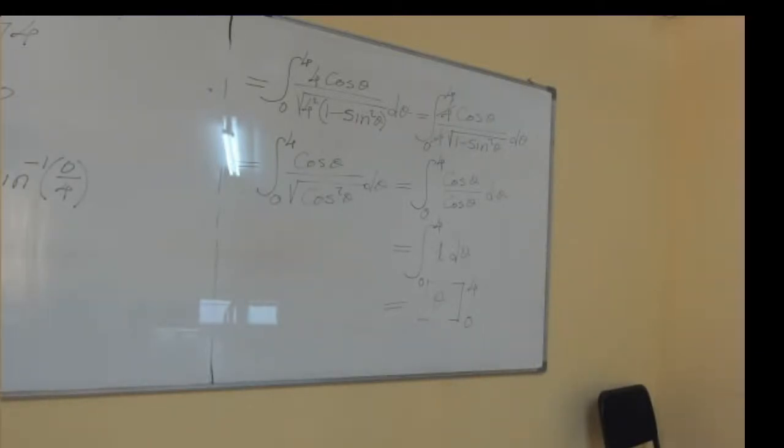Sine inverse of 1 is equal to what? What angle will give you 1? It is pi over 2. That's the only angle that will give you 1. So it's pi over 2, or in degrees, 90 degrees. Sine of 90 is 1.